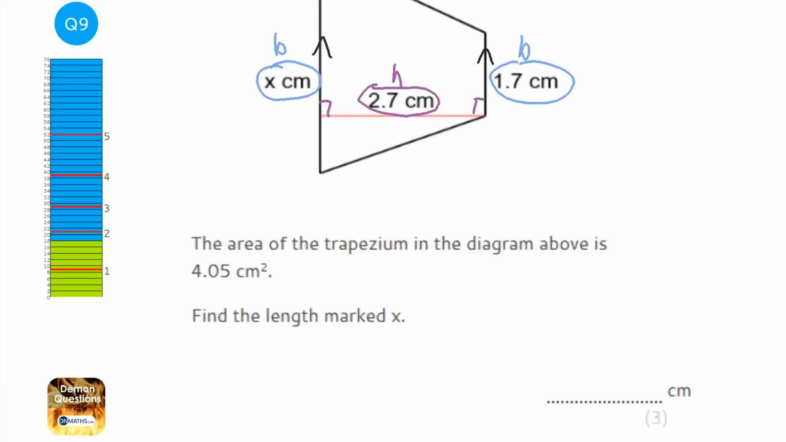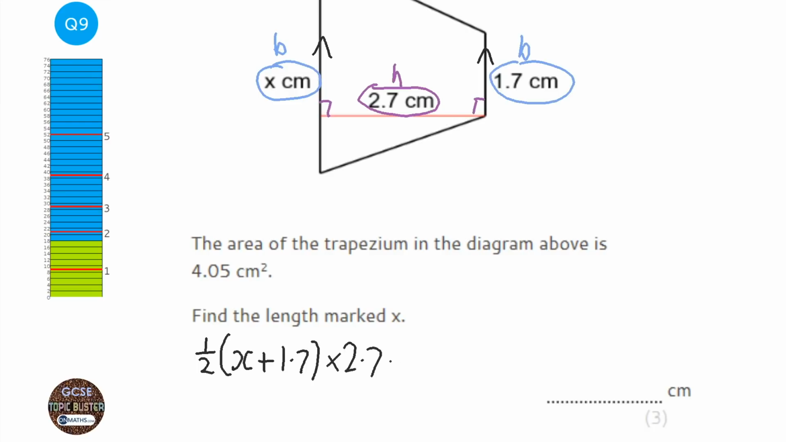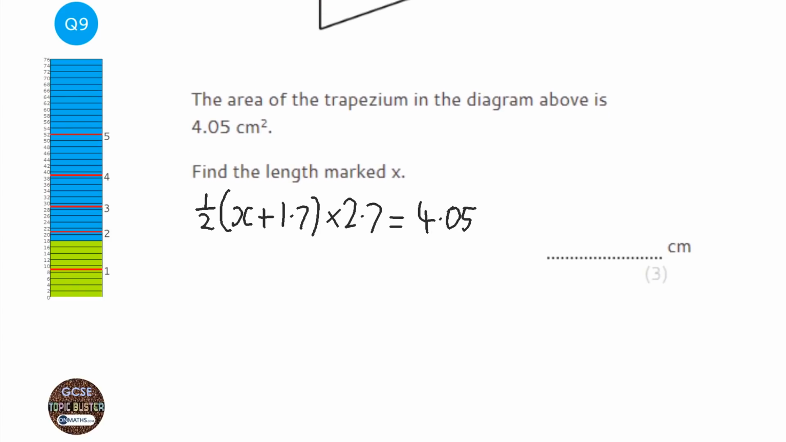So we're going to do half of x plus 1.7. I'm going to times it by the height, which is 2.7. That'll give us the area. Now we're told what the area is. It says the area is 4.05. So this becomes a solving question. I'm going to put my lines down on the equals. Now on the left hand side, let's have a think what I can do. Well, I can expand that bracket.